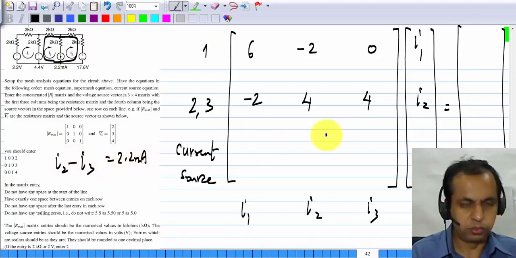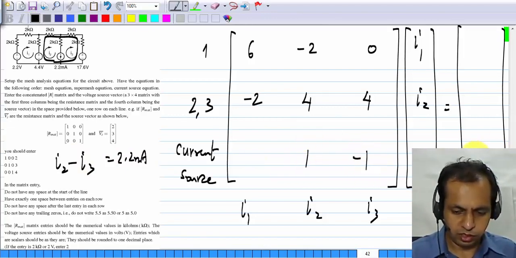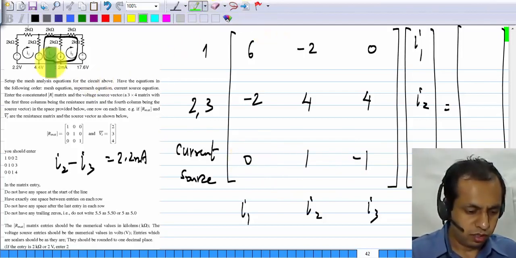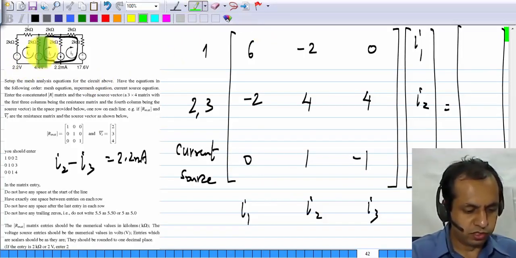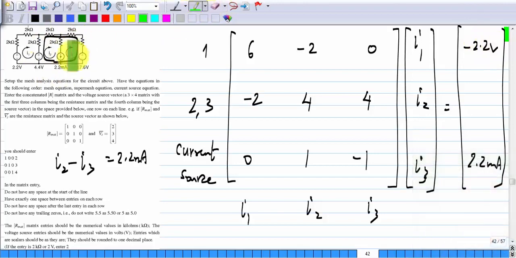Okay, and finally the current source here is 2.2 milliamps, that equals I2 minus I3, so that is 2.2 milliamps. Okay, so we have I2 minus I3 equals 2.2 milliamps, and the voltage rise in the first mesh is 2.2 minus 4.4, so this is minus 2.2 volts, and the voltage rise in the super mesh is 4.4 minus 17.6 or minus 13.2 volts. Okay, and for the answer, you have to put these 4 columns together to form a 3 by 4 matrix.